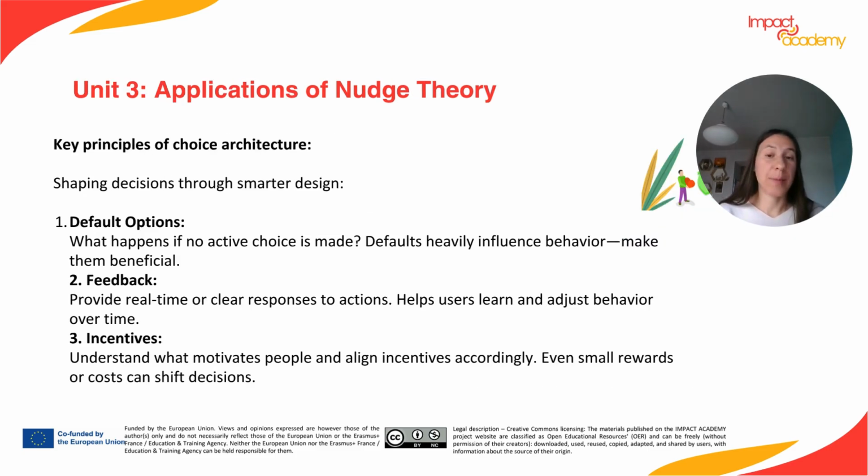Let's delve into the application of nudge theory. There are key principles of choice architecture to shape decisions through smarter design. For example, the default option. What happens if no active choice is made? Defaults heavily influence behavior and should be made beneficial. Feedback provides real-time or clear responses to action, helping users learn and adjust behavior over time. Incentives: understand what motivates people and align incentives accordingly. Even small rewards or costs can shift decisions.